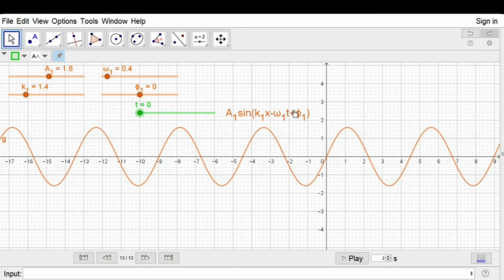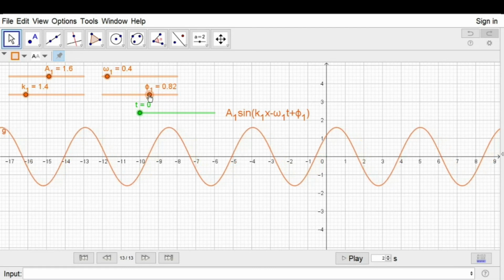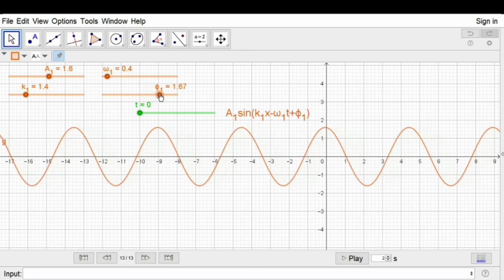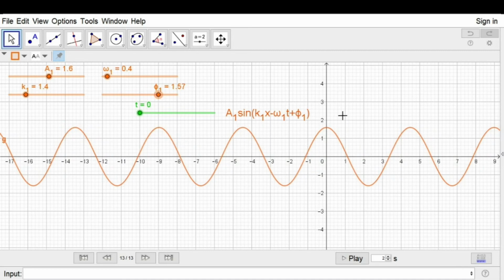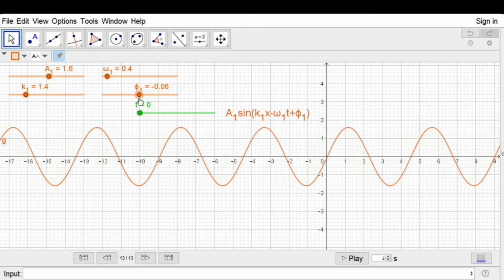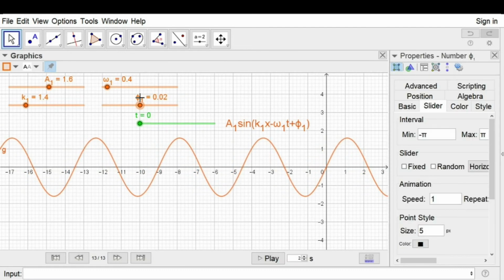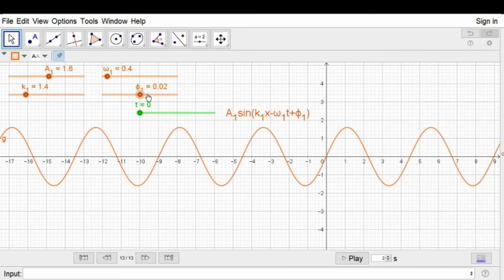Notice that my phase here is 0, and so I have a sine wave. You can see where it crosses the y-axis is at 0, increasing to 1. If I wanted to, I could change my phase phi to pi over 2, which is about 1.57, somewhere in there, and I have a cosine wave, right? So let's go back and put it at 0 for now. We can mess with a few of these other parameters.